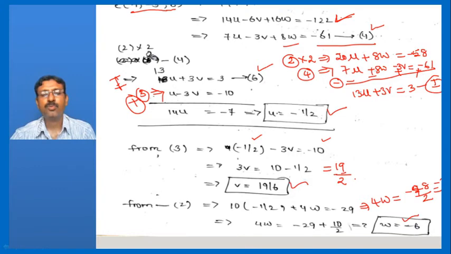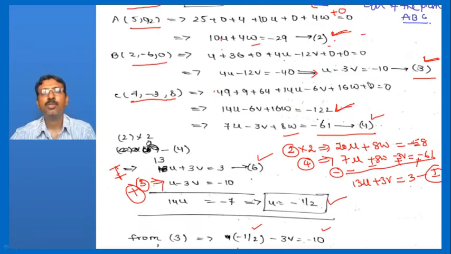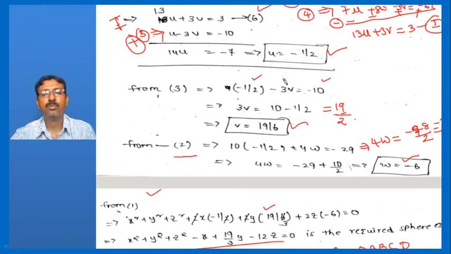Substitute the v and u values in equation 2. Where is equation 2? This is 10u plus 4w equal to minus 29. Here 10u, where u is minus 1 by 2, plus 4w equal to minus 29. 4w equal to minus 10 by 2.